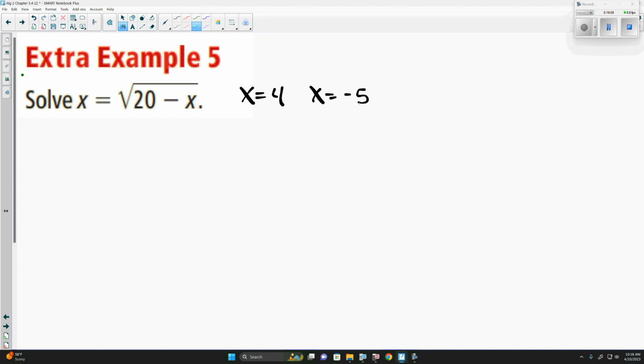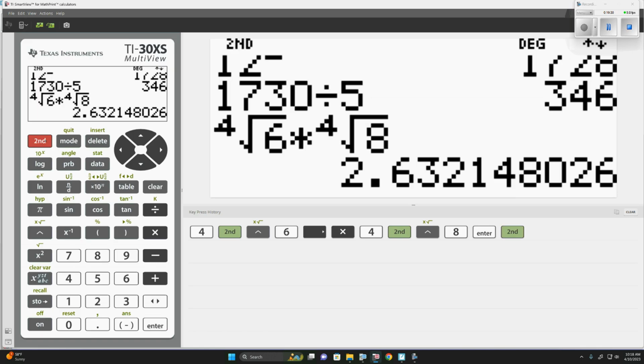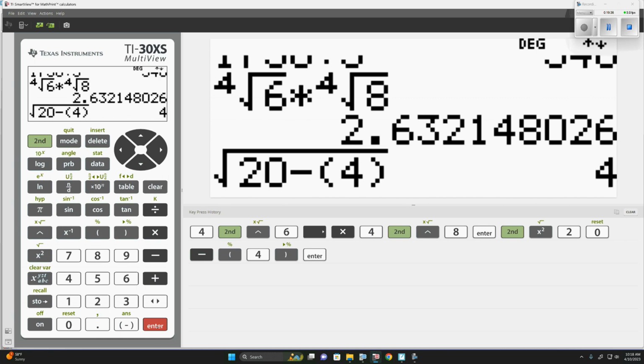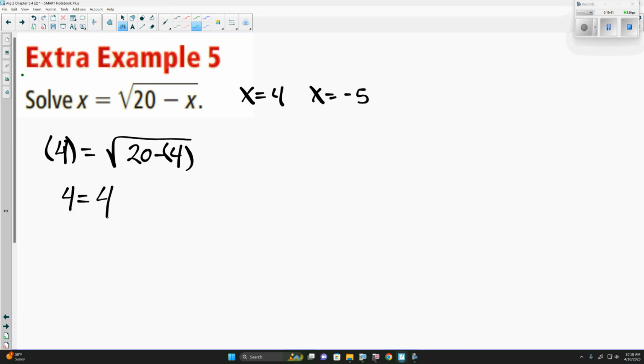Now we can check 4 first. So we can say 4 is equal to the square root of 20 minus 4. The left-hand side is just 4. Now the right-hand side, we could do it the same way we did on the last one, work it out step by step, or we can type it into the calculator, and exactly 20 minus 4 would be the square root of 16, which is indeed 4. So we get 4 is equal to 4. So x equals 4 does work.